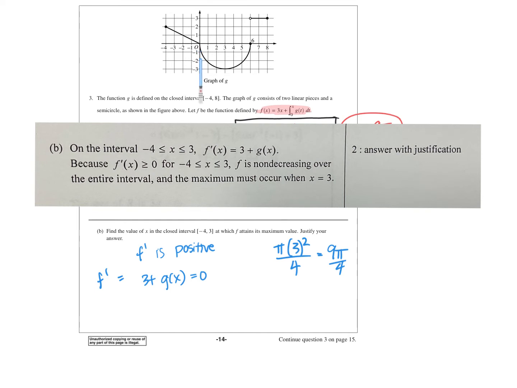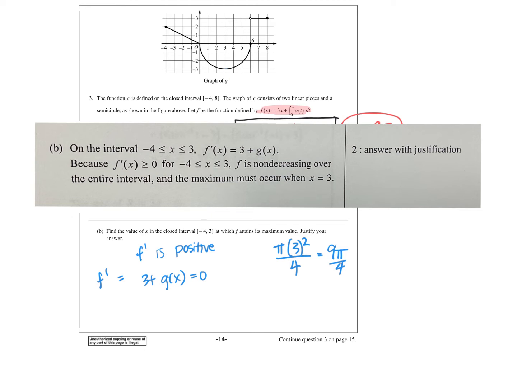Yep. Okay, I like it. If this is f and then this is f prime, 3 plus g, it's going to be getting closer to 0, which means that would be the top. Yeah. You're so right.